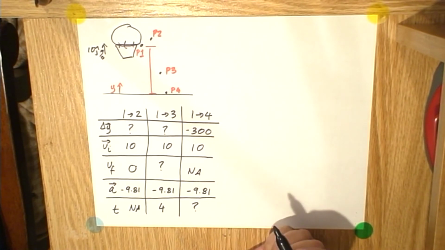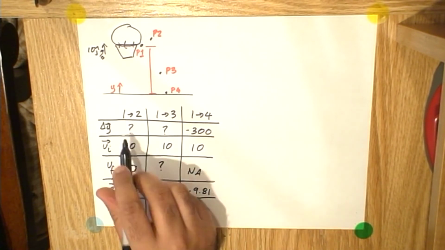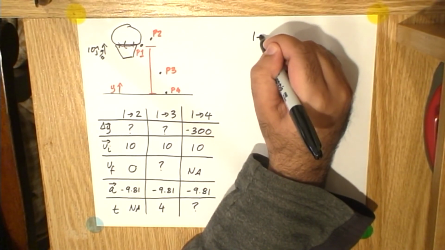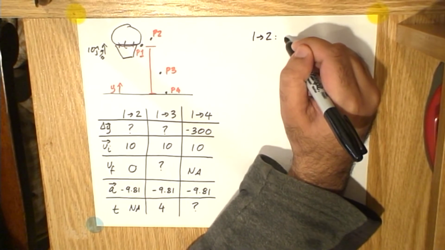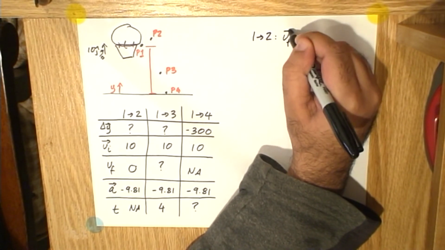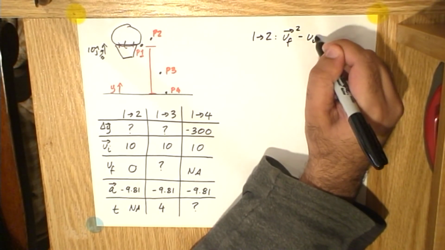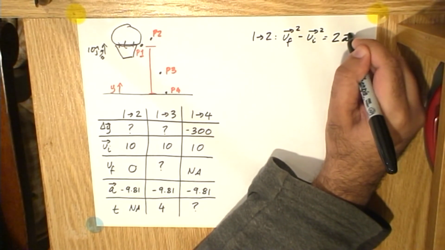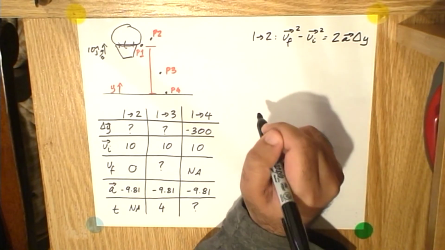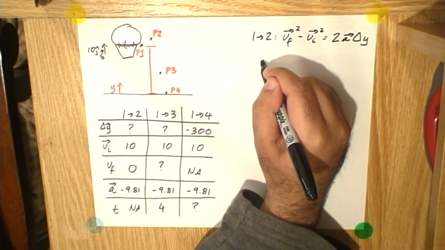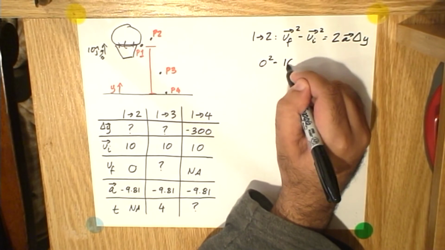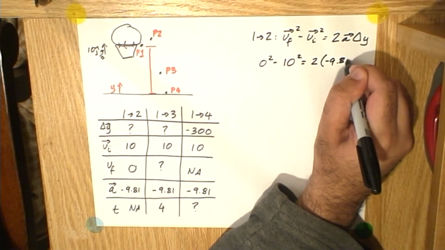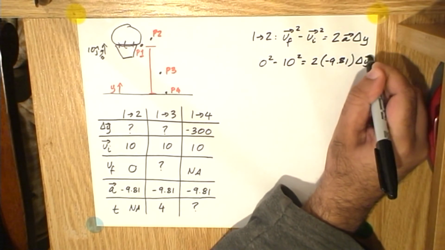We just need to go through this question step by step. Let's look at 1 to 2. We have the 2 velocities, we have an acceleration, we're looking for a displacement. There's only one equation that weaves all of those together, and that is toolbox equation number 4. Let's plug in what we know. Final velocity, 0, minus initial velocity, 10, is equal to 2 times negative 9.81 times delta y.